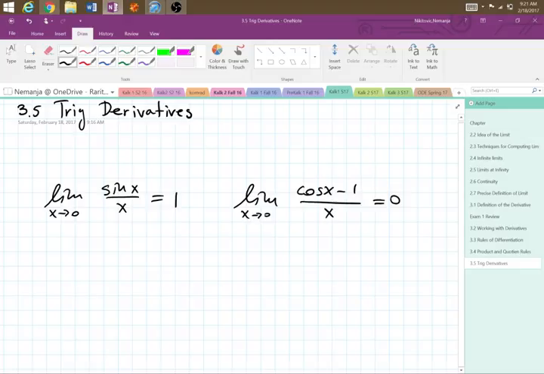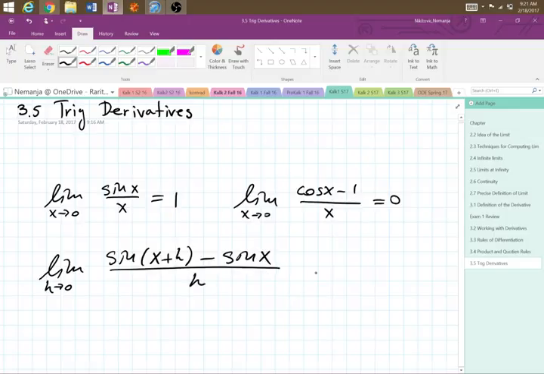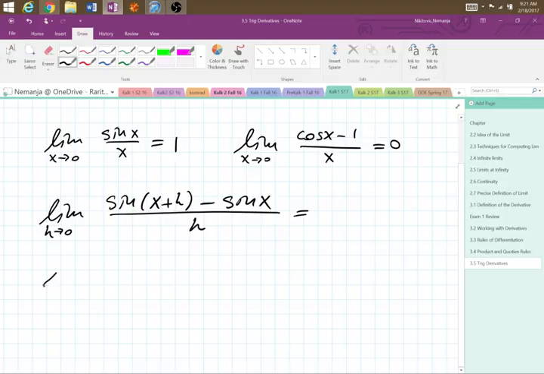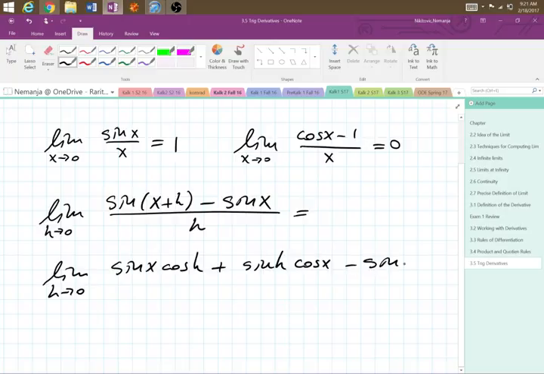Now, why are these limits important? These limits are important to help us with the proof of the derivative of sine x. So limit as h goes to 0 of sine of x plus h minus sine x over h, and then we just unleash the procedure. 3 steps. Sine x cosine h plus sine h cosine x minus sine x over h.